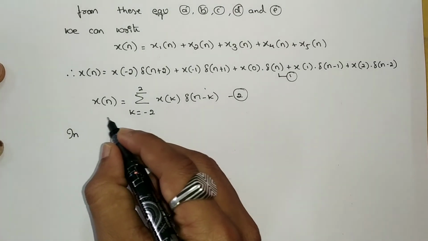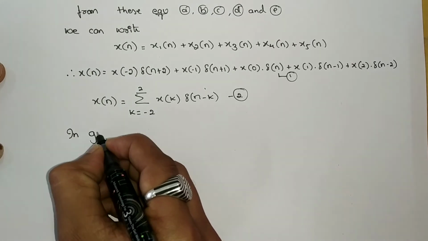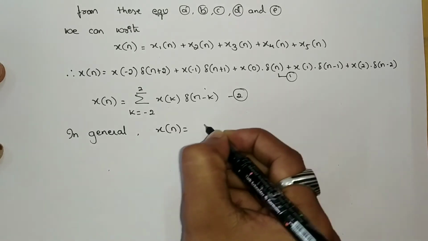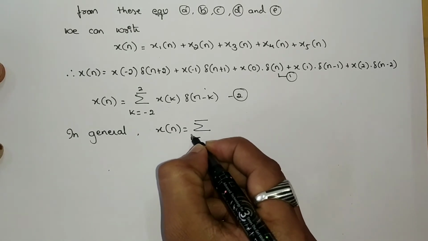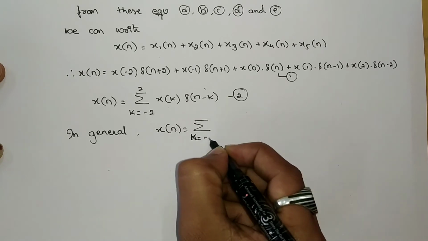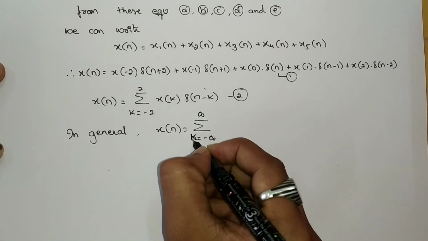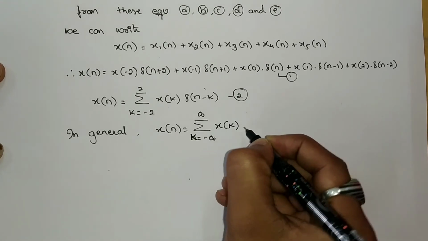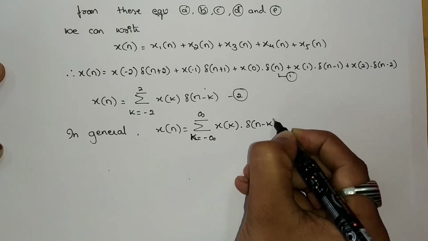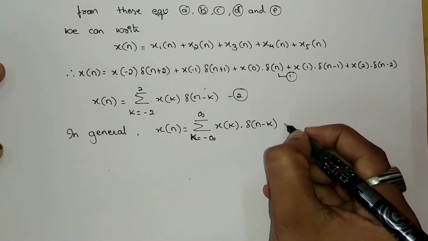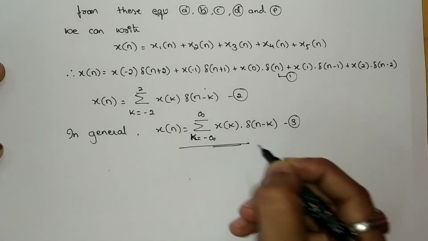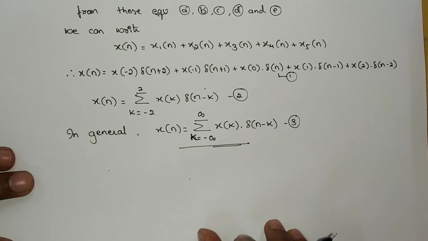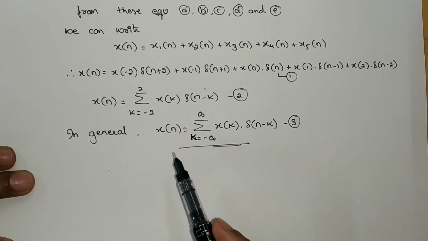If you want to generalize this equation, in general, x of n can be written as summation of k is equal to minus infinity to plus infinity, x of k into delta of n minus k. Okay, mark it as equation number 3. This is the generalized equation that we are going to use in problem formulations. And this we have done only for the input.